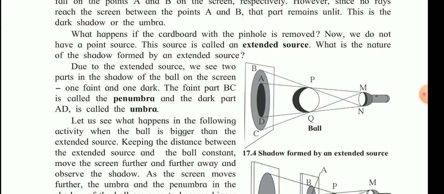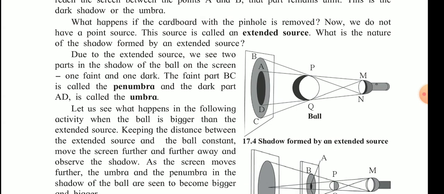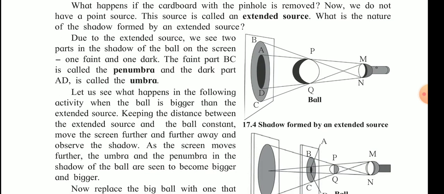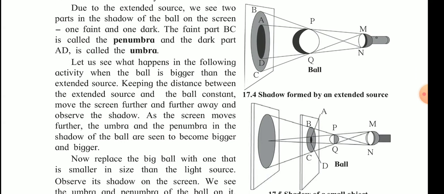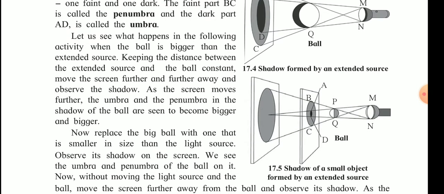Let us see what happens in the following activity when the ball is bigger than the extended source. Move the screen further and further away and observe the shadow. As the screen moves further, the umbra and the penumbra in the shadow of the ball are seen to become bigger and bigger. Now replace the big ball with one that is smaller in size than the light source. Observe its shadow on the screen. We see the umbra and the penumbra of the ball on it.